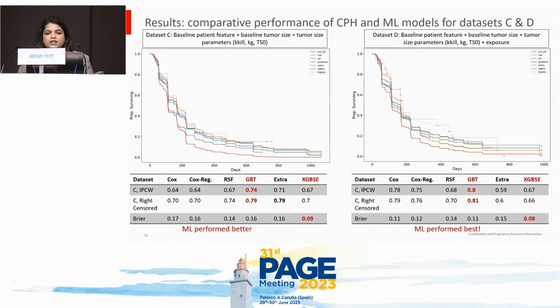And in our last data set, where we had everything included, our entire data set with exposure information, with all the tumor size dynamic information, and all the patient baseline features, we saw that the machine learning performed best.